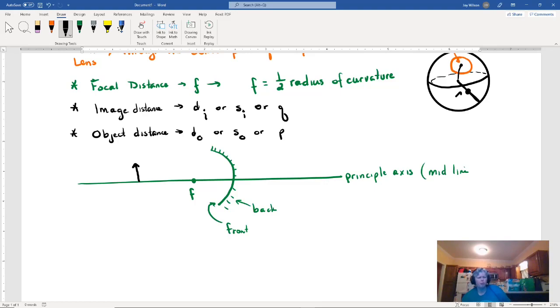These objects, we're going to represent all of them as if they were arrows, just to keep the visual image simple. And here's what's going to happen. There will be rays of light that go in all different directions, up and down and out. But we're going to focus on just the two main rays that we're going to work with. Ray number 1 is going to come in parallel to this principal axis. So this is my parallel ray.